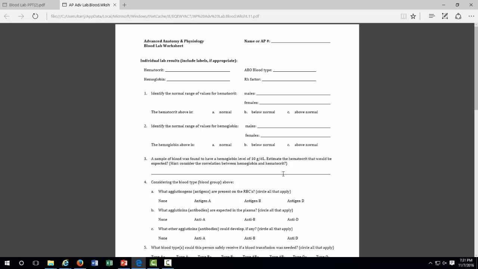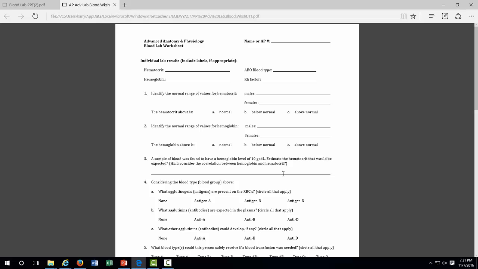So number 3, a sample of hemoglobin was found to have a level of 10 grams per deciliter. What was the hematocrit? So what we find is that if we know the hemoglobin, the hematocrit is 3 times larger than that, and it's expressed as a percentage. So what would the hematocrit be if we have a hemoglobin of 10? 30%. Yep, 30%.